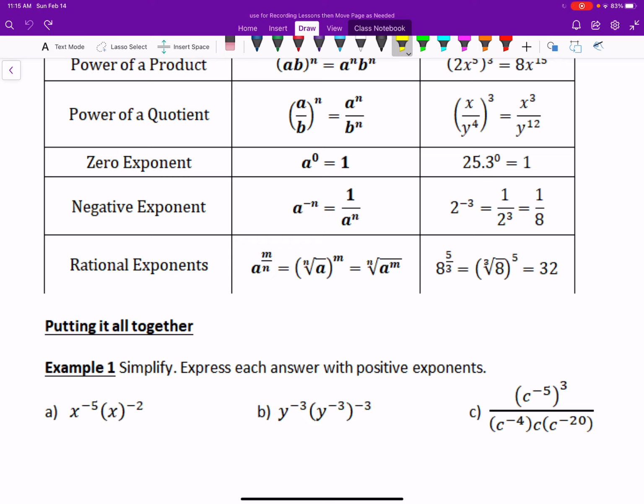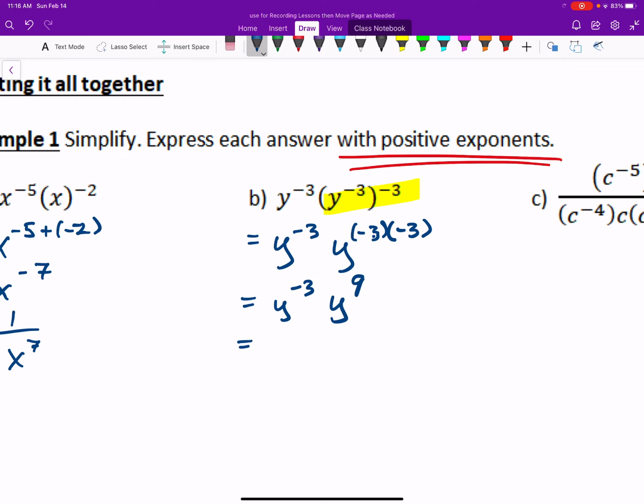In this one, there's a bit of order of operations going on. I have to do the power of a power first. That's y to the negative 3 times negative 3. And I get y to the negative 3 times y to the positive 9. Then I'll add those together, which becomes y to the positive 6. So in this case, I didn't need to do anything with a negative exponent because they all went away before I was done.